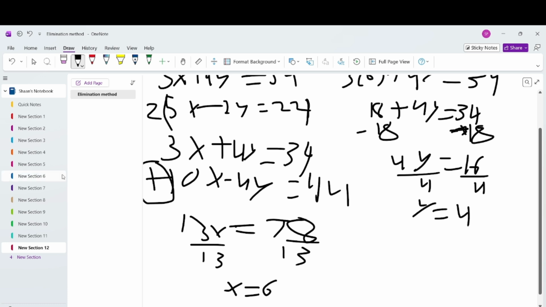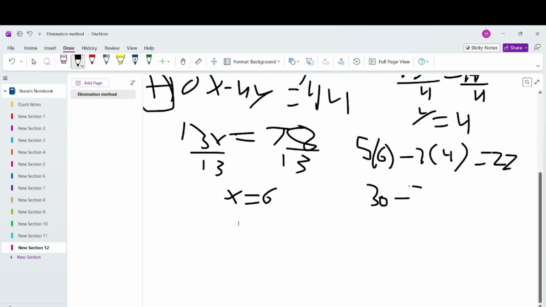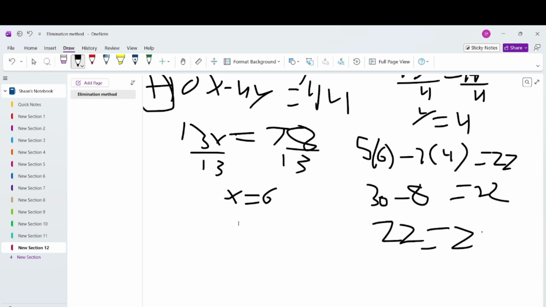But we're going to check our solution and plug it into our equation 5x minus 2y equals 22. We're going to plug it into that equation and not the equation where we multiplied by 2, 10x minus 4y equals 44. Plugging it into the equation before we multiplied it by 2 is just to make sure we didn't make any mistakes when multiplying the equation. So 5 times 6 minus 2 times 4 equal to 22. So now we have 30 minus 8 equal to 22. So 22 is equal to 22. So that means our answer is 6, 4.